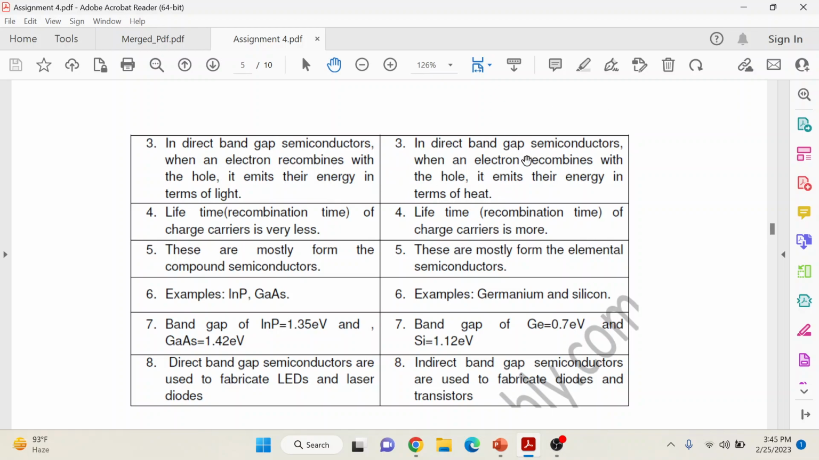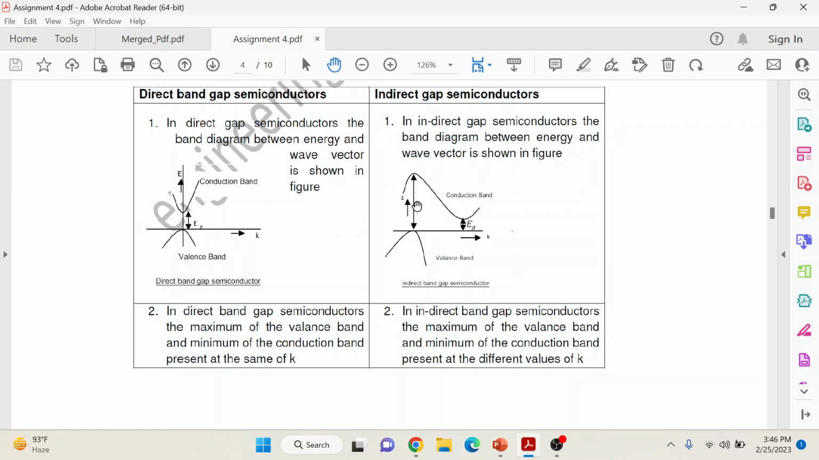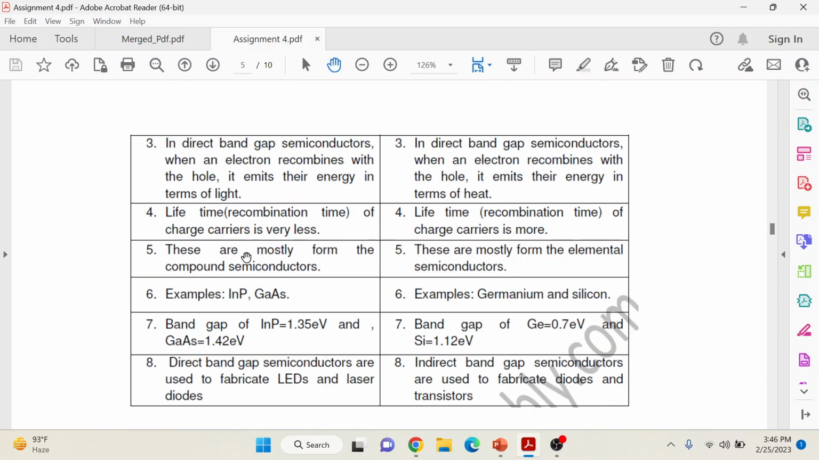So from here we can see that when we have to design a semiconductor for some application related to light, we have to use a direct band gap material. Now, the recombination lifetime of the charge carrier is very short in direct, but here it is longer, because it follows a much longer trajectory in order to recombine. Other differences: direct ones are mostly compound semiconductors, for example indium phosphide or gallium arsenide, while indirect ones are germanium or silicon. Sir, what is a compound semiconductor? It means it is not in an elemental form, Melody.